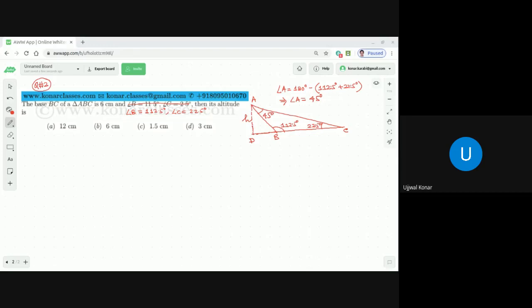For that, let's take DB equal to X. The angle DBA should be 67.5 degree, because the other angle is 112.5 degree. So this angle is 67.5 degree.